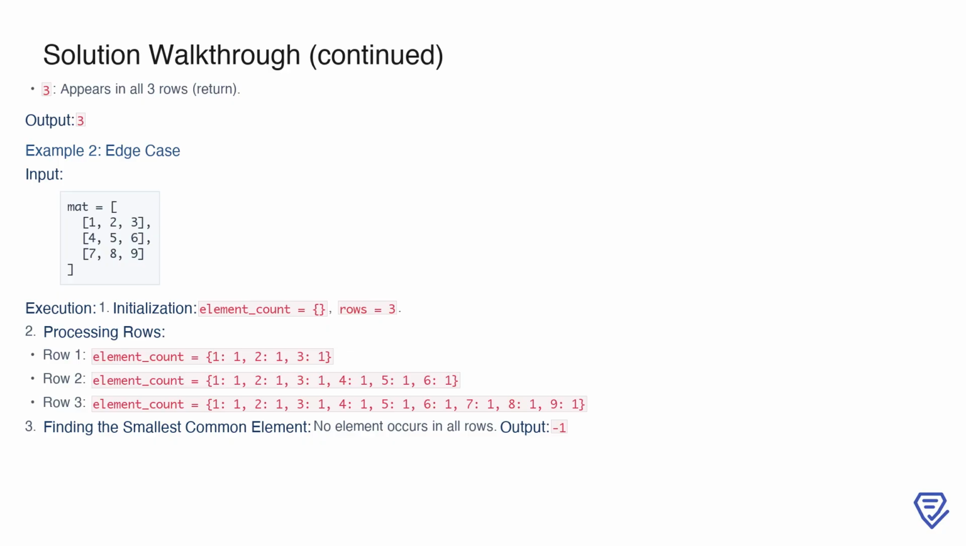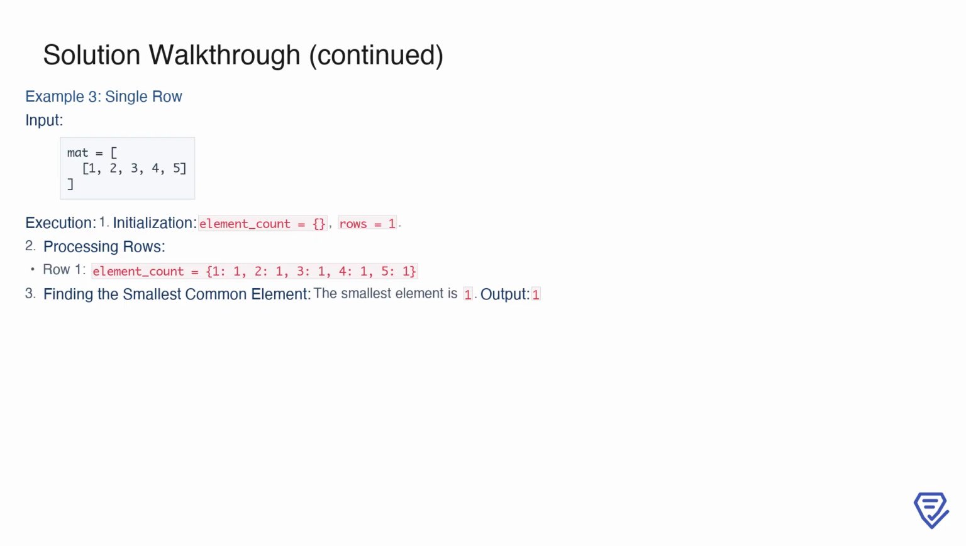Now, let's consider another example to explore an edge case. If the matrix is 1, 2, 3; 4, 5, 6; 7, 8, 9, notice that no element is common across all rows. After processing all rows, the element_count dictionary will contain all elements but with a count of 1 for each. In this scenario, since no key has a count equal to the number of rows, we return -1 to indicate there is no common element.